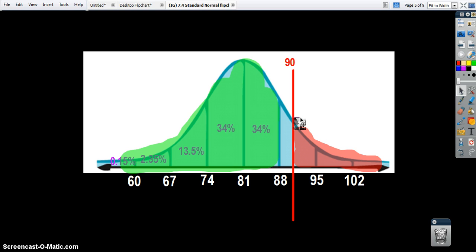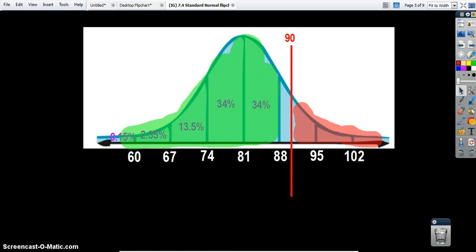Really what you can think of a z-score as is, this is not exactly 1 standard deviation above the mean or 2 standard deviations above the mean. I have to figure out how many standard deviations above the mean it is. Maybe 1.3, maybe 1.4, maybe 1.2. It's somewhere in that. So that's what I have to figure out with the z-score formula.